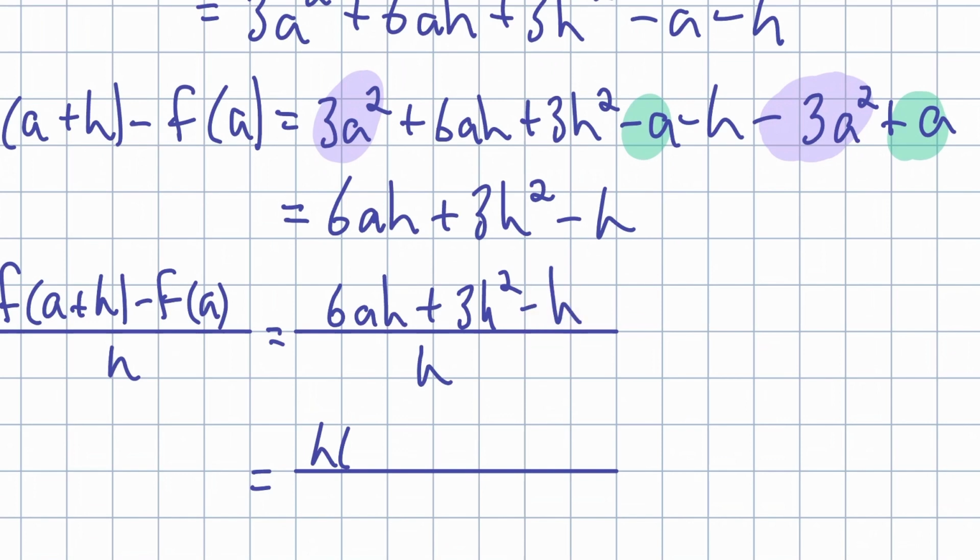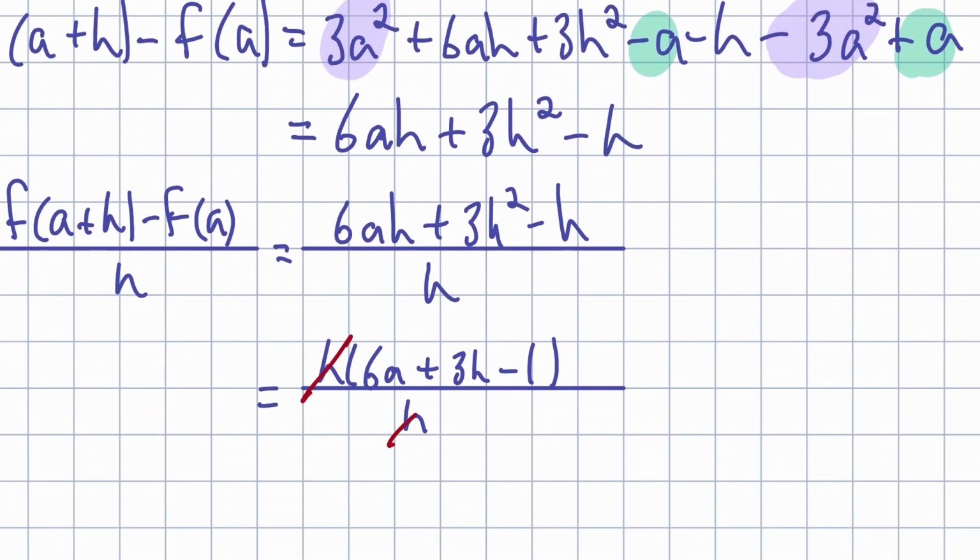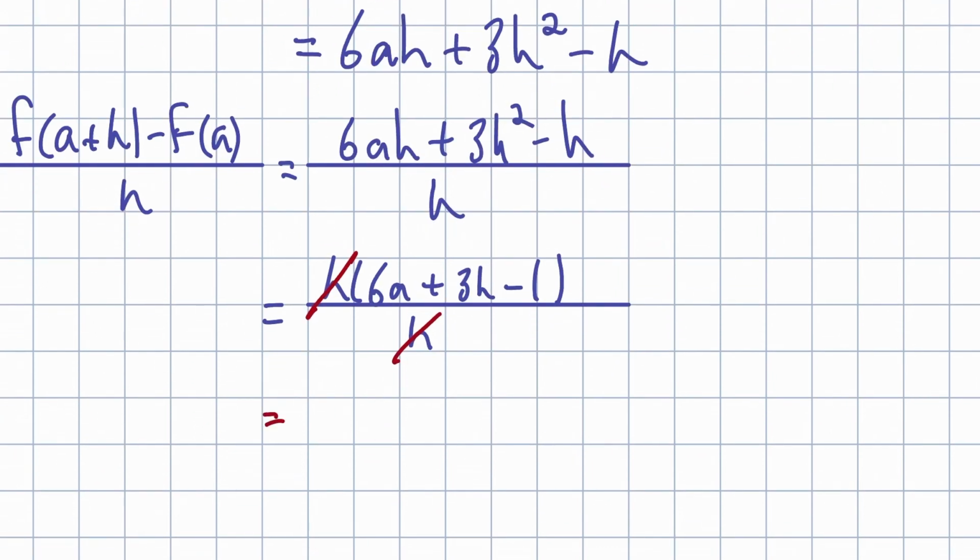So this will be h times 6a plus 3h minus 1, all over h, and now the h that we factored out, that one can cancel. This h on top is available for cancellation because it's been factored out of everything, and so every term in the numerator gave up a copy of h to contribute to factoring, and now that one is available for cancellation. So then we just have 6a plus 3h minus 1.